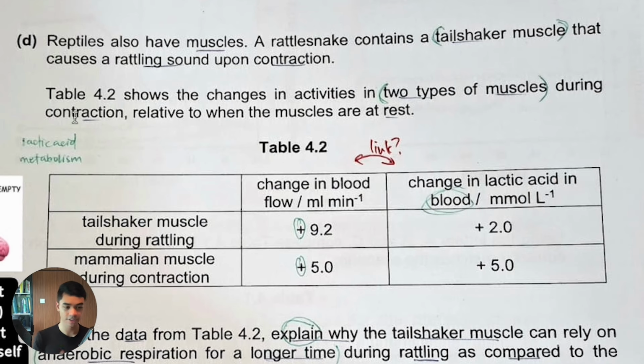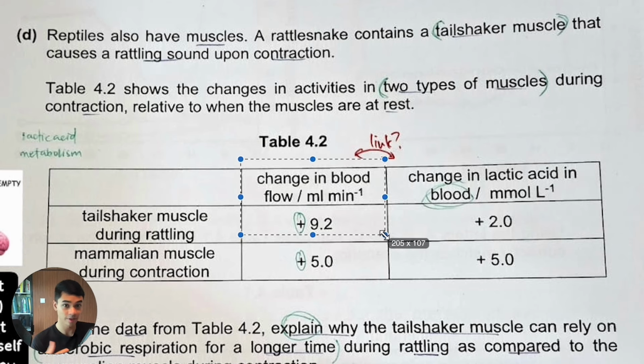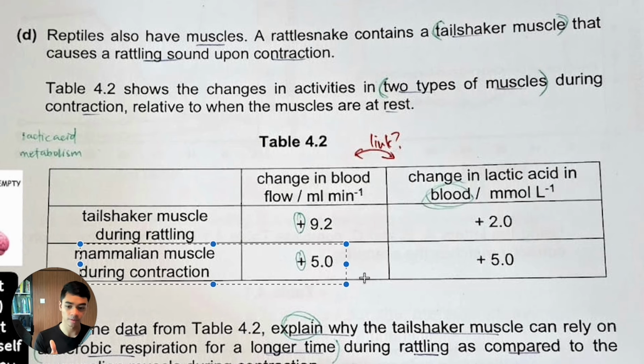Okay, now here's the next one, which is honestly quite difficult. Rattlesnake has these tail shaker muscles. Then they show you the tail shaker muscles' change in blood flow. There's an increase during rattling, which makes sense, because the muscle needs to be supplied with more blood to receive more oxygen and nutrients, and also to remove the lactic acid and carbon dioxide. So it makes sense to increase blood flow to a muscle when it's working. But you notice this increase is more compared to mammalian, which is just a mammal's muscle. So somehow they get more blood flow to it.